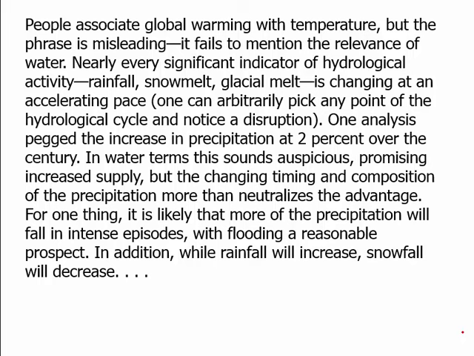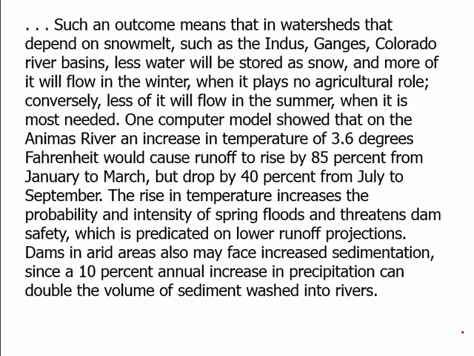Nearly every significant indicator of hydrological activity, rainfall, snowmelt, glacial melt, is changing at an accelerating pace. One can arbitrarily pick any point of the hydrological cycle and notice a disruption. One analysis pegged the increase in precipitation at 2% over the century. In water terms, this sounds auspicious, promising increased supply, but the changing timing and composition of the precipitation more than neutralizes the advantage. For one thing, it is likely that more of the precipitation will fall in intense episodes, with flooding a reasonable prospect. In addition, while rainfall will increase, snowfall will decrease.